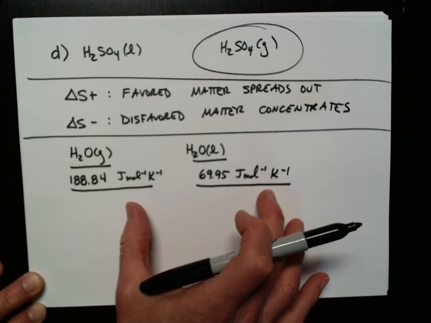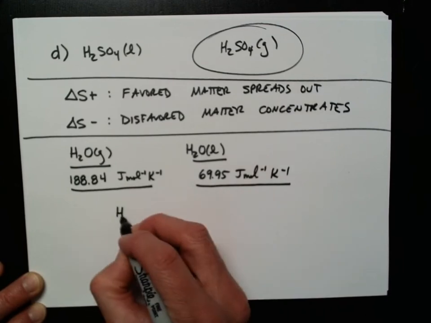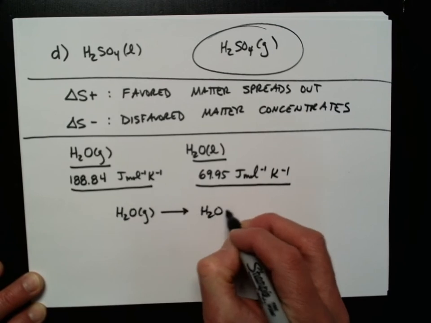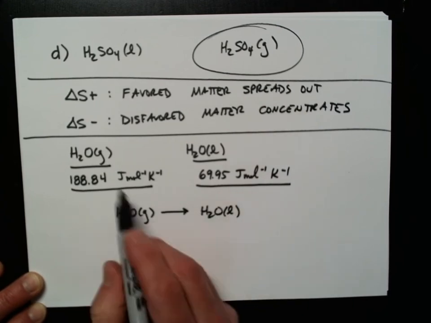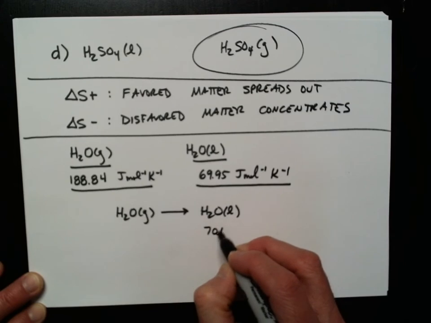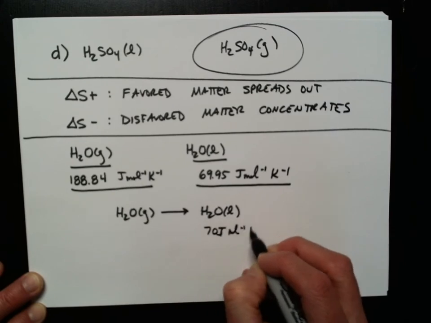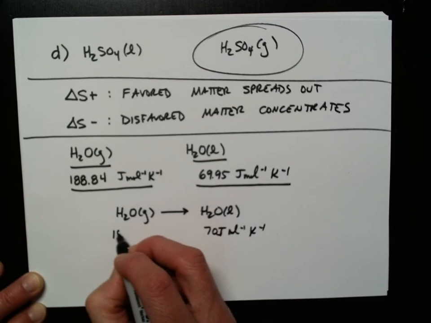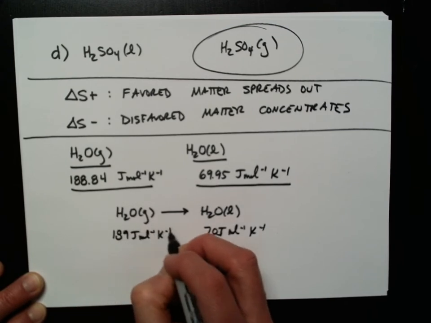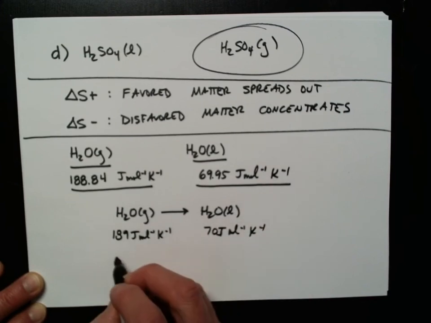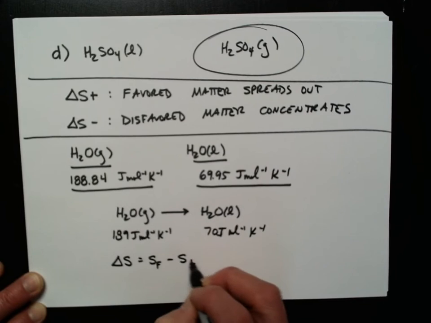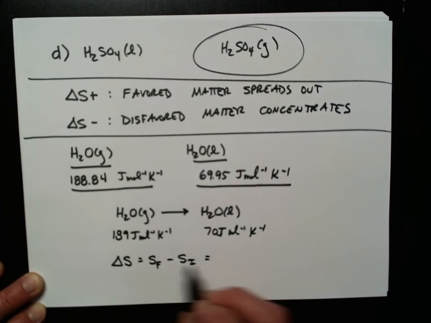And we can actually calculate delta S now for this process, H2O gas going to H2O liquid. Very easy to do. If I've got 1 mole of this stuff here, that's about 70 joules per mole per Kelvin, and that's about 189 joules per mole per Kelvin. I can find the entropy change. This is going to be the final entropy minus the initial entropy, right?